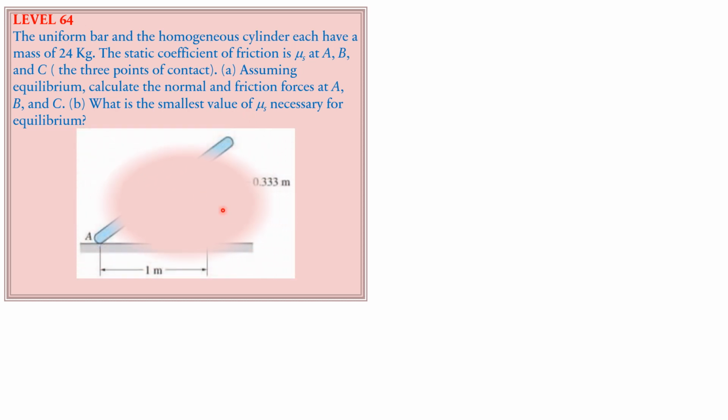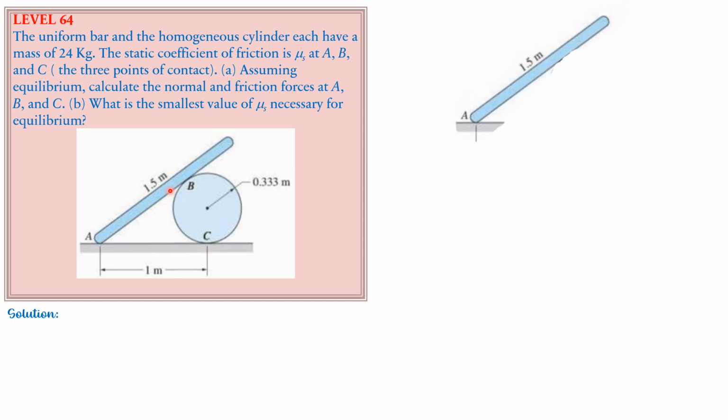So here is the given figure, and let's have in our solution the free body diagram of the bar. Then let's apply the weight, which is 24 times 9.81, 235.44. Normal reaction at A, then friction rightward, then normal reaction at B, then friction which is up to the right as shown, then the free body diagram of the cylinder.